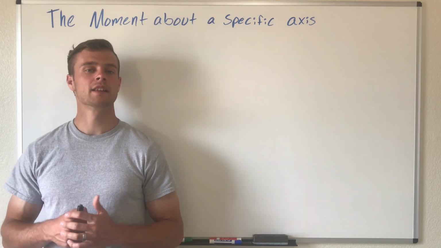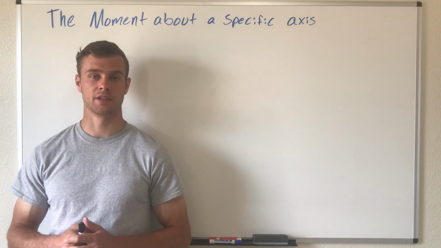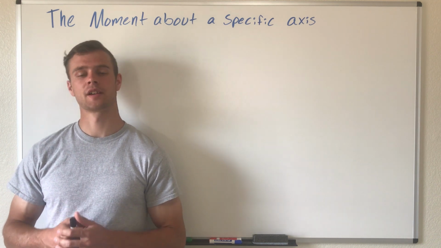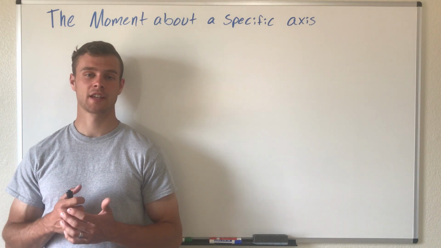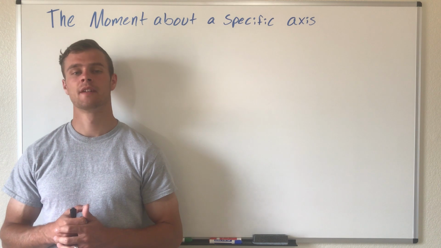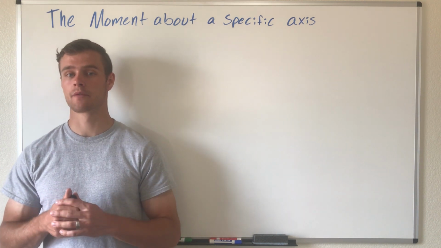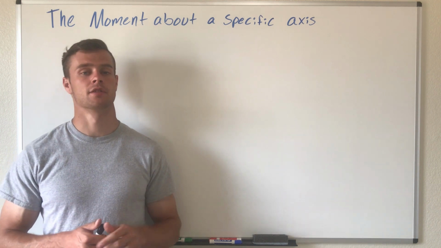So finding the moment about a specific axis isn't something you'll run across very much in your education, and especially not outside of school. But I'm doing this for you guys just in case you might come across it, or you're preparing for a test and it's going to be on there. So there's two different ways to solve for the moment about a given axis. There are the scalar analysis and the vector analysis.